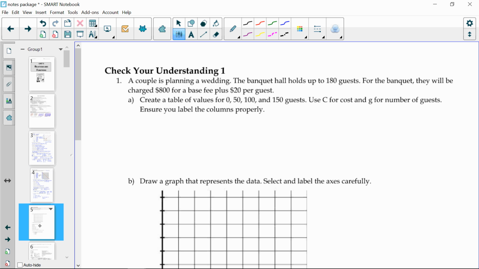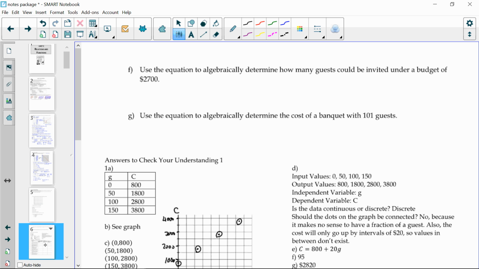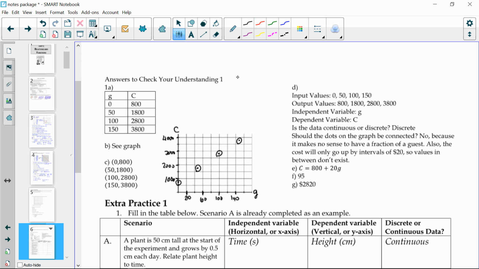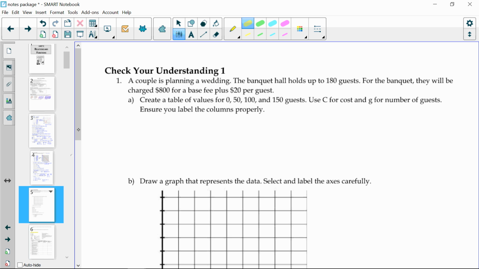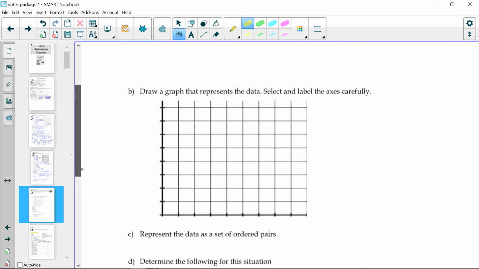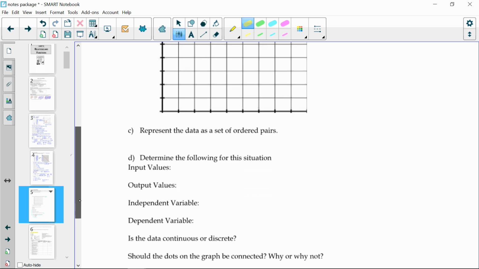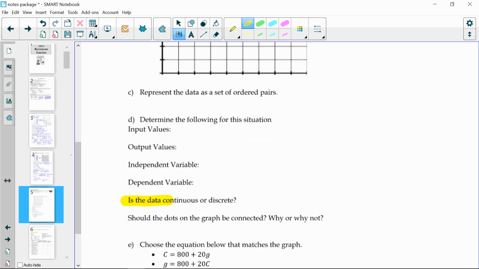Okay, so next you've got the check your understanding. On the next page, we've got the solutions, okay? So, answers to check your understanding. The questions that I want you to focus on is the data continuous or discrete? Should the dots on the graph be connected? Why or why not? I really want you to focus on those because this is actually quite important. We are going to revisit this in Math 10C, okay? So stay tuned for the next video. It will be coming up.